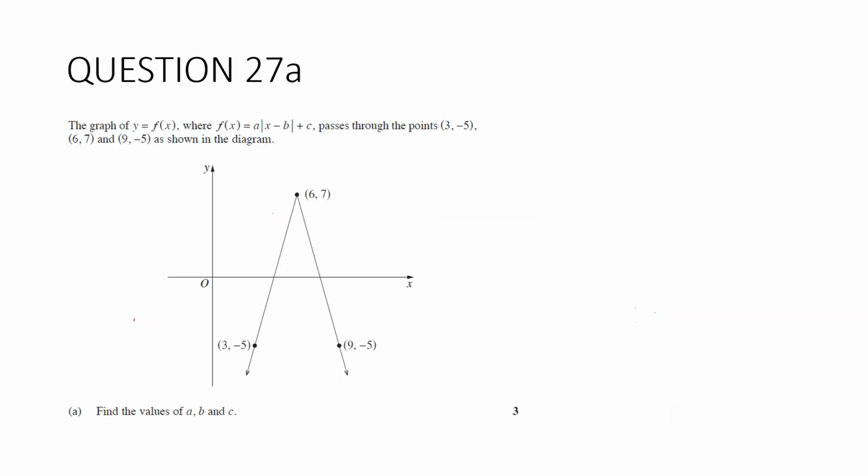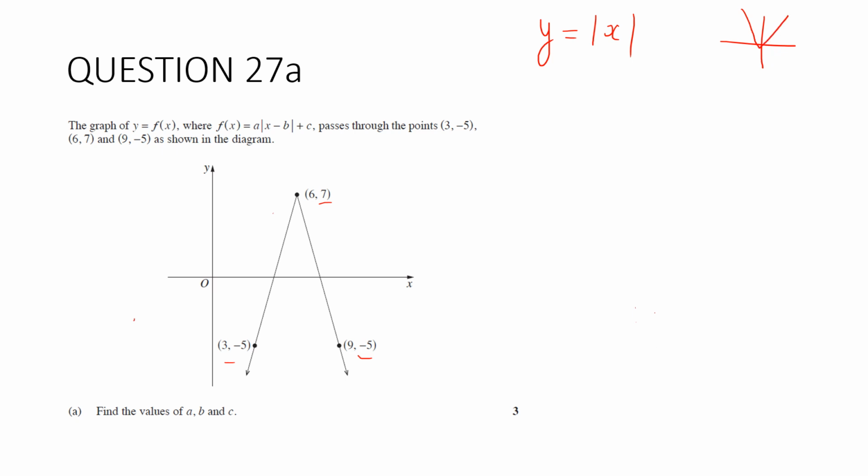Question 27. The graph of y equals f of x, where f of x is equal to a multiplied by the absolute value of x minus b, plus c, passes through the points as shown in the diagram. Find the values of a, b, and c. All right, you can substitute the points in and solve simultaneously. It will take you a bit of time. It's much better to do this question through transformations. What does the graph of y equals the absolute value of x look like? It looks like this.